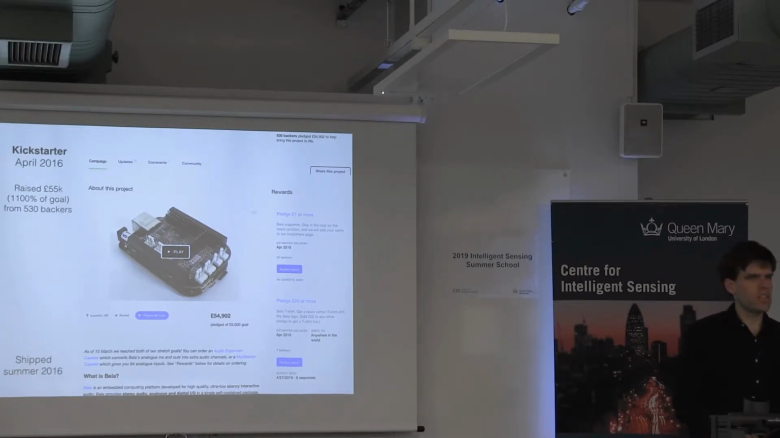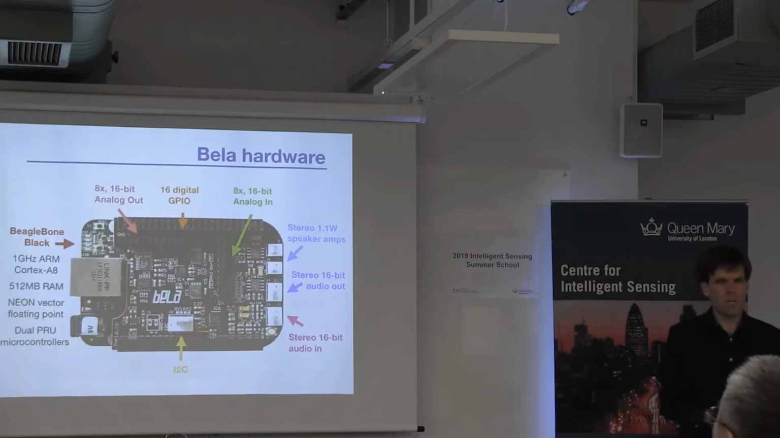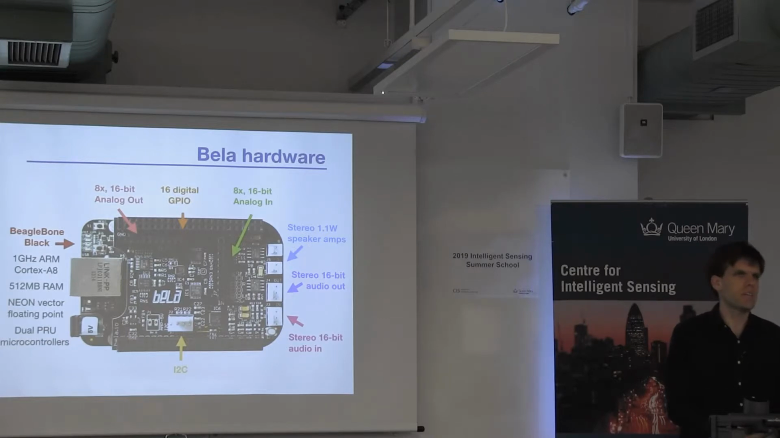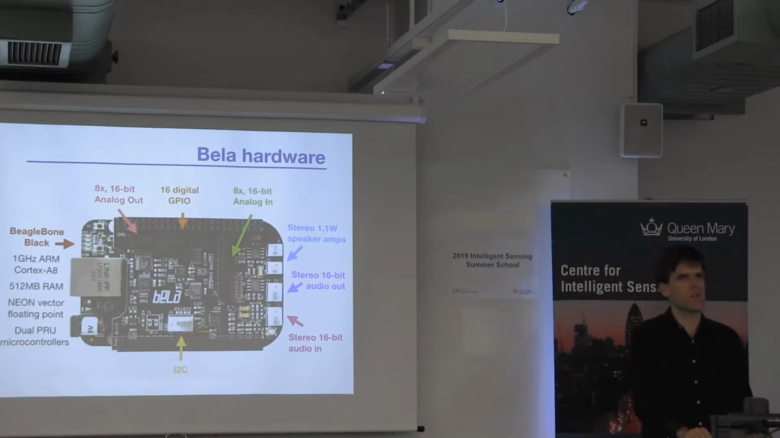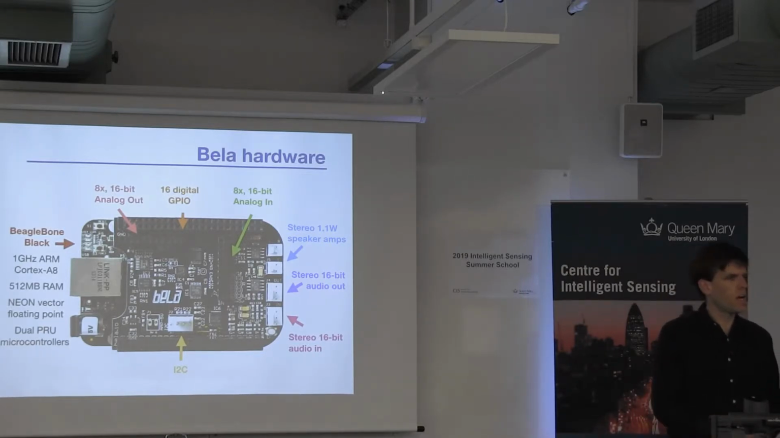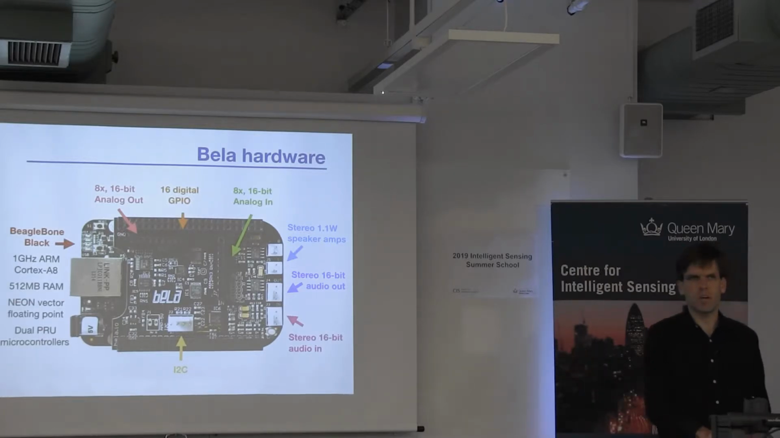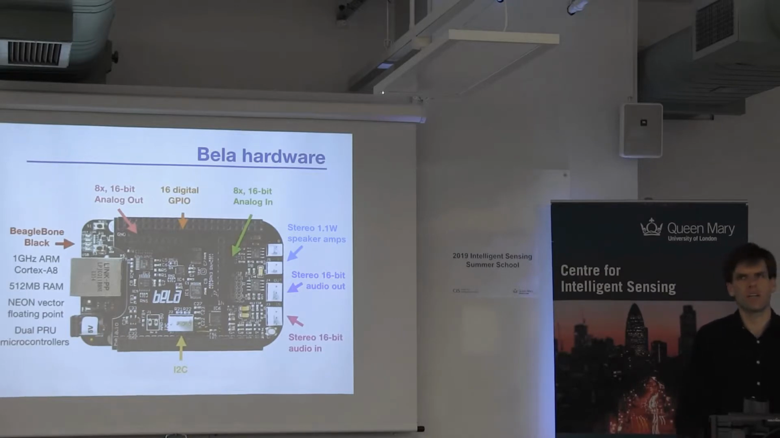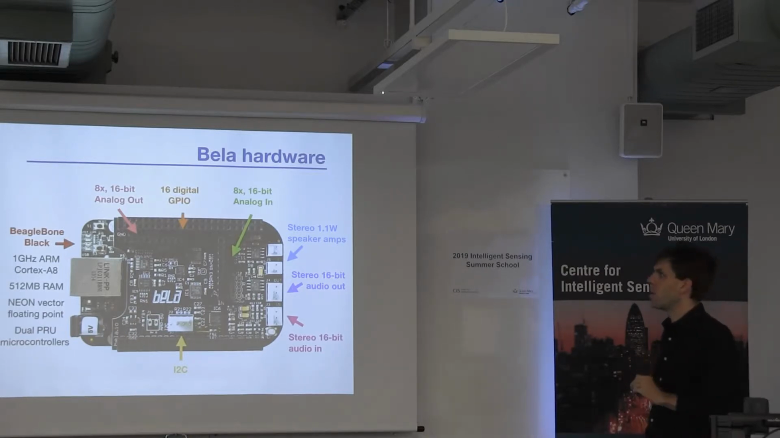And essentially since then, we've spun this out and have continued to support it and develop it as an open source platform. So this is what Bela is. It's based on the BeagleBone Black single board computer, which is, I guess, about similar to Raspberry Pi 2 in its processing capability. A 1 gigahertz Cortex A8 processor, NEON vector floating point, and this thing called a PRU microcontroller, which we'll come back to because it's actually a really interesting architectural detail of the BeagleBone that we use.